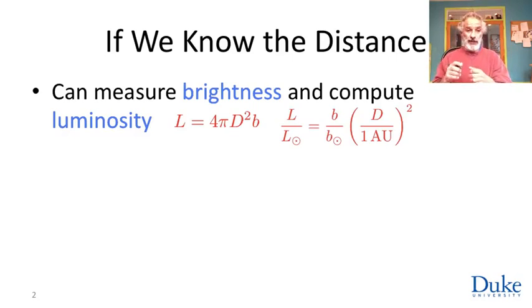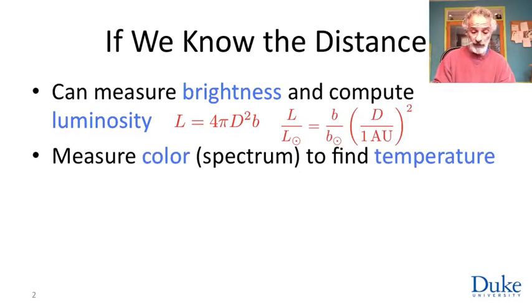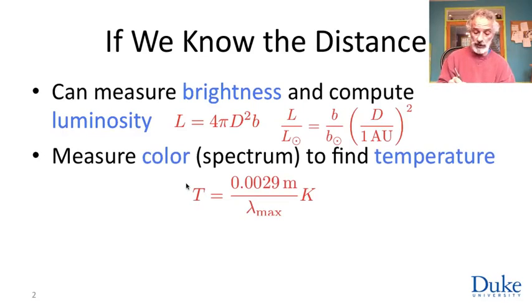Well, if I'm careful, I can measure the star's color. And the star's color, as we know, gives us information about its temperature. If I find the maximum of its black body spectrum, I can get an estimate of the temperature from Wien's law. So there's Wien's law. It relates the surface temperature of a star to the wavelength at which it emits its maximum emission. This is written in Kelvin.